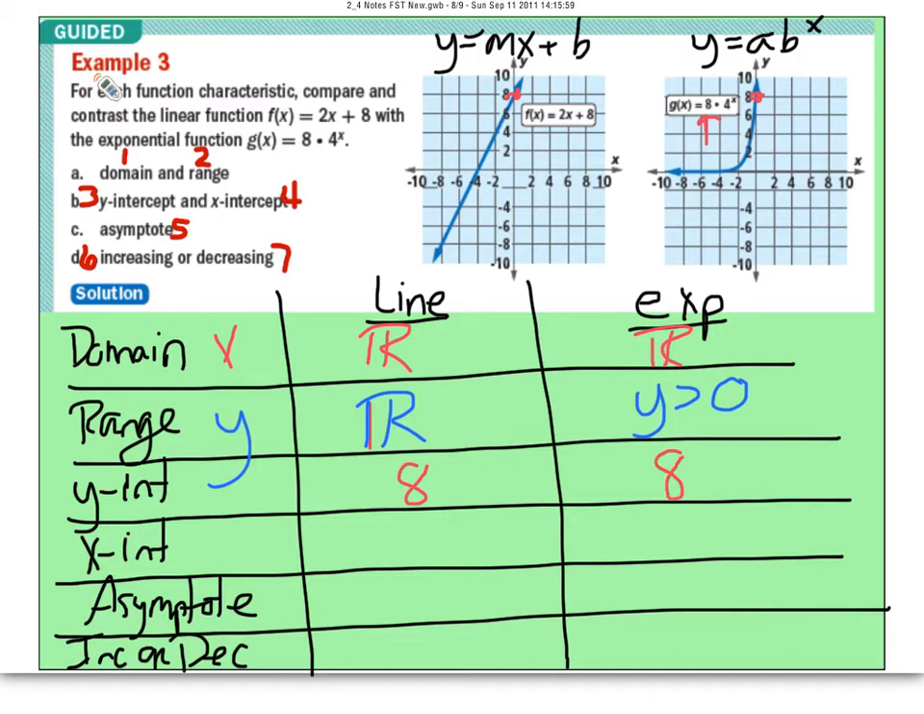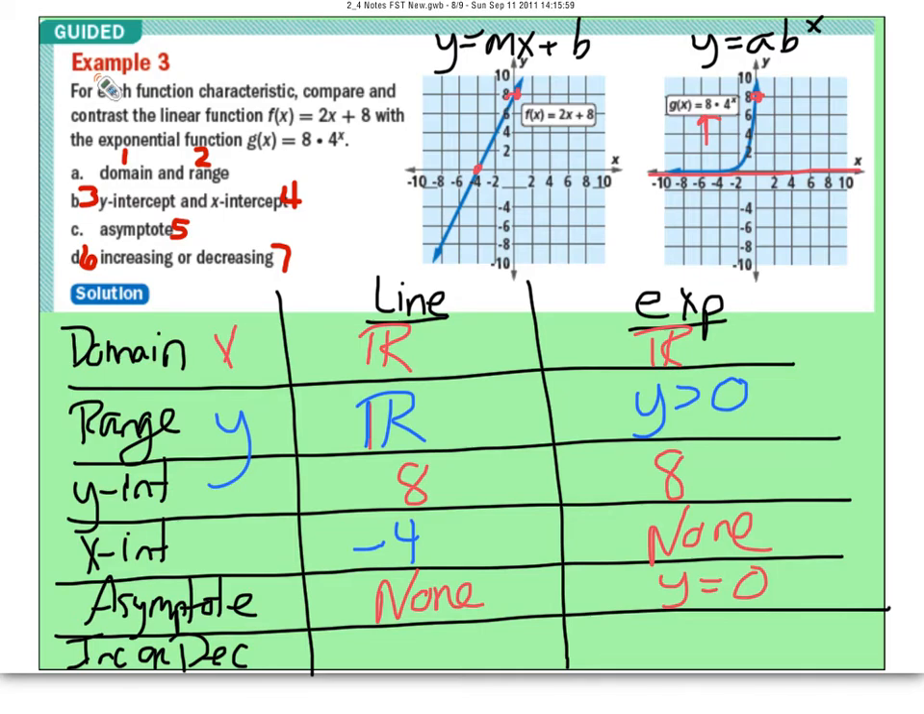The x-intercept for the line looks like it happens at -4, whereas the x-intercept for the exponential is an asymptote, so there is none. There's none on this one. Now the asymptote for the line, where's the imaginary line it doesn't cross? There is none for the line. Lines don't have asymptotes. But the asymptote for the exponential is at the equation y equals 0.